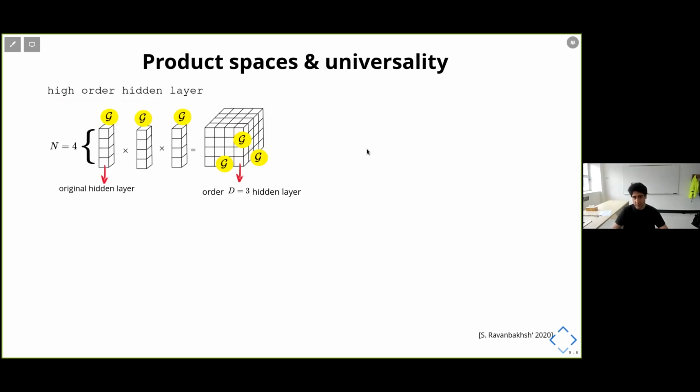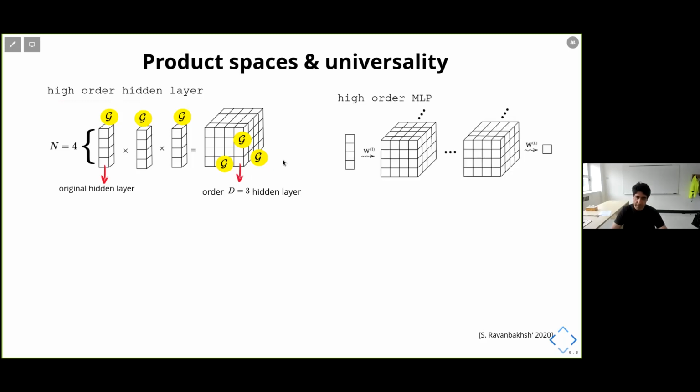So another utility of product spaces is in building universal MLPs. So here, the idea is that if this was your original hidden layer, you had 4 units, and then the group was acting on those 4 units, you can build the higher order hidden layer like this by looking at the tensor product of these layers, and then having the group act simultaneously on these different dimensions. And then you look at the corresponding high order MLP.